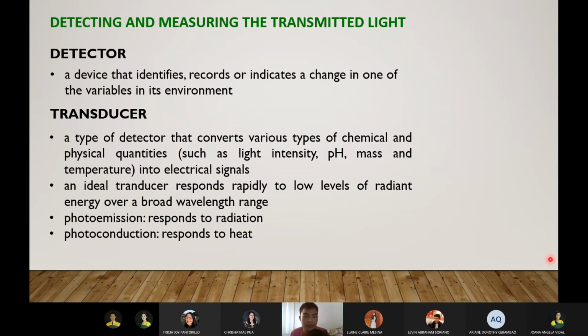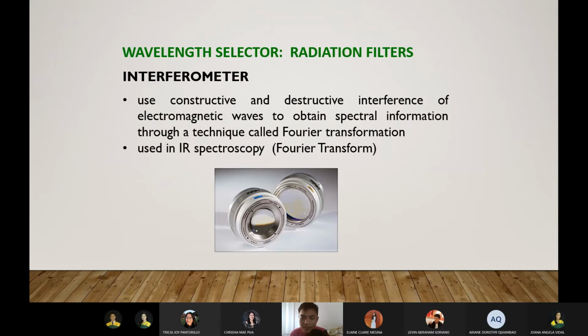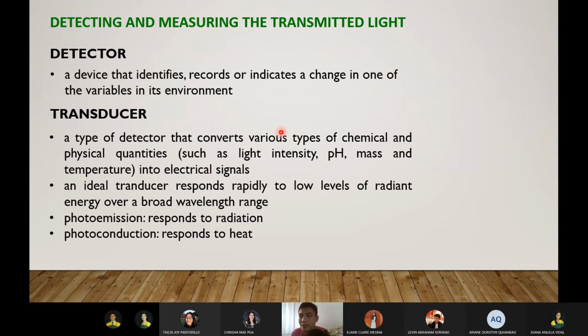Okay. So we're okay na with wavelength selectors. Meron na tayong light source, meron na tayong filters. Now we proceed with the detectors. From the word itself, detector, yun yung nagde-detect ng light. Typically, for spectrophotometers, we use a transducer as a detector. Yung transducer, ang ginagawa niya is from light energy, it converts it to electrical energy, electrical signals which can be processed by computers.